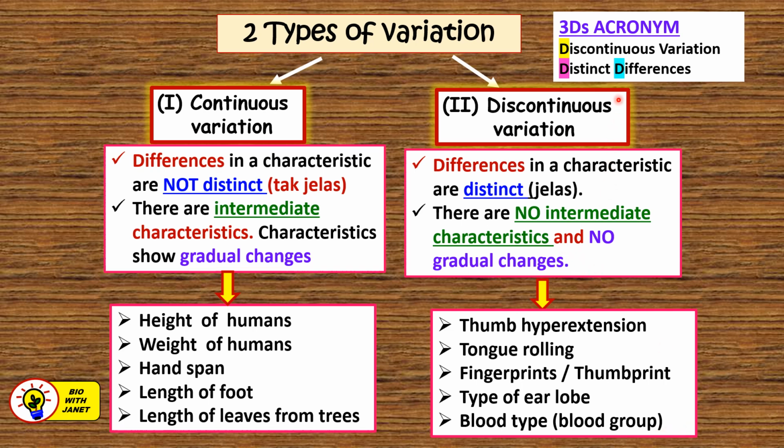So here is an acronym or a memory tip for you. The 3 Ds. For discontinuous variation, that's the first D. Differences, second D, in a characteristic are distinct. So it's very easy to remember what's the difference between discontinuous variation and continuous variation. In discontinuous variation, the differences in a characteristic are distinct. But in continuous variation, the differences in a characteristic are not distinct. We are going to discuss more of this in the coming slides.